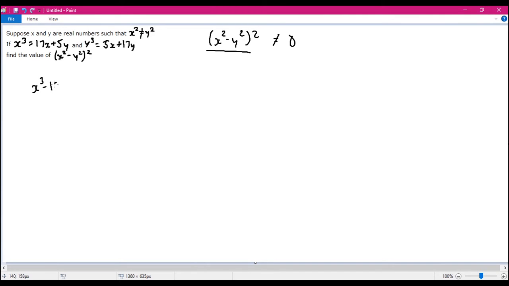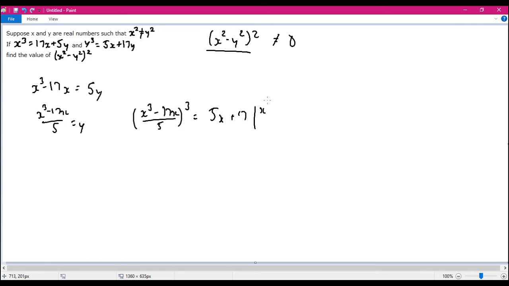For example, if I move the 17x, and I can divide by 5, then I can plug this in. This is classic substitution. 5x plus 17 times x cubed minus 17x over 5. What do we have here? We have an x cubed. So we have an equation that's something x to the 9th power. There's no way we're solving that. So there must be some other way to do this.